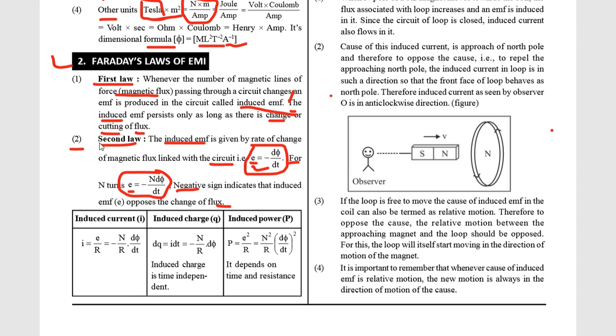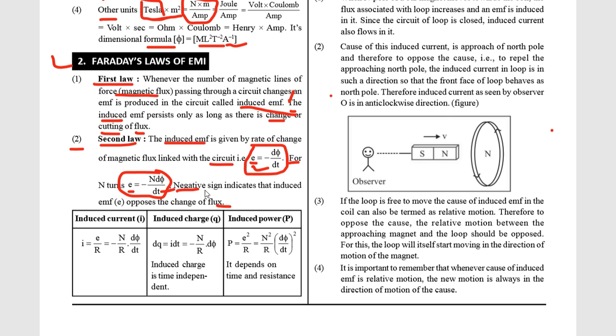If you know flux, you can replace this phi by B into A, so you can use this formula in different ways and solve the questions of this chapter. Try to understand the importance of the second law of Faraday. The induced EMF is given by the rate of change of magnetic flux linked with the circuit, that is E is equal to minus d phi by dt. For an n turns coil, it is E is equal to minus n d phi by dt.